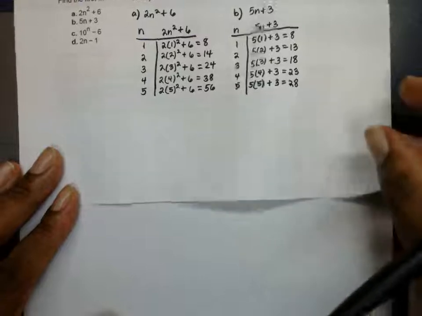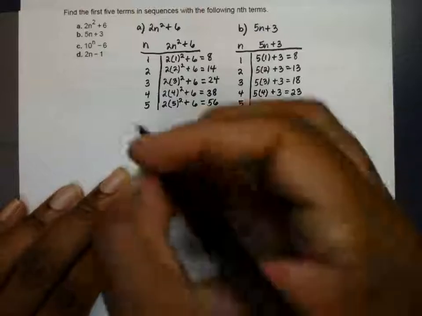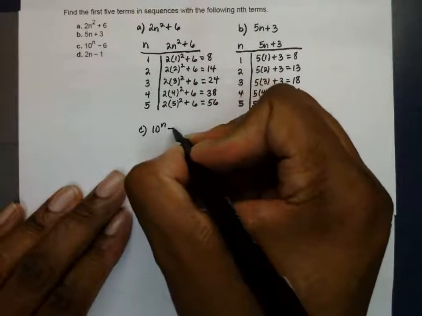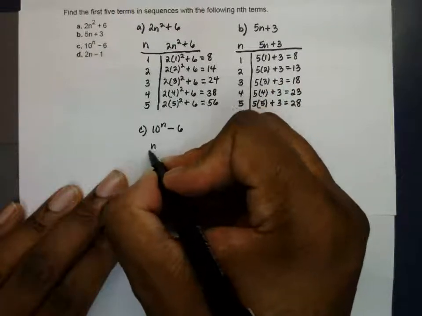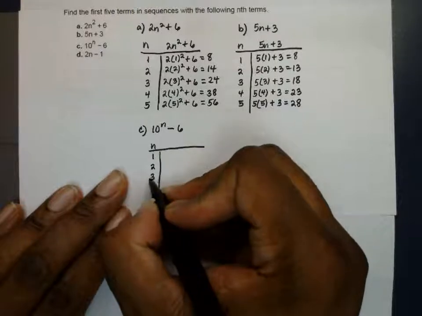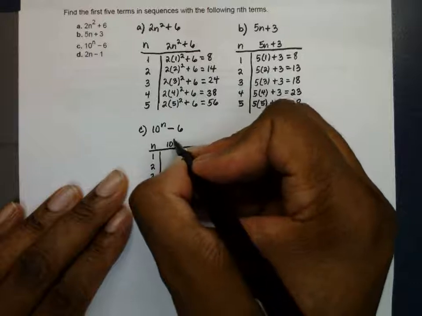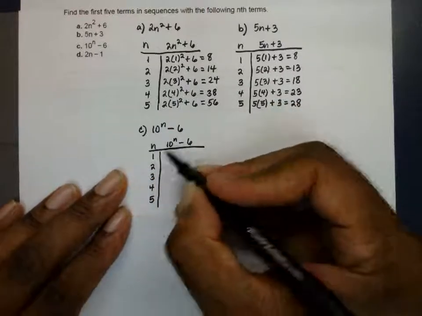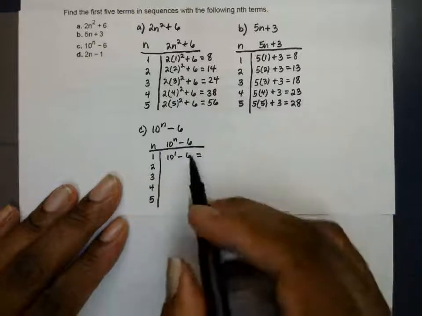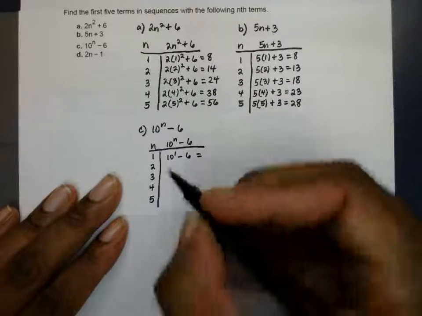Okay. Now for part C, we got 10 to the n minus 6. 10 raised to the n minus 6. And we're looking for the first 5 terms, so n is 1, 2, 3, 4, and 5. Now for n is 1, this is 10 to the first power minus 6. 10 to the first is going to be 10. 10 minus 6 will be 4.